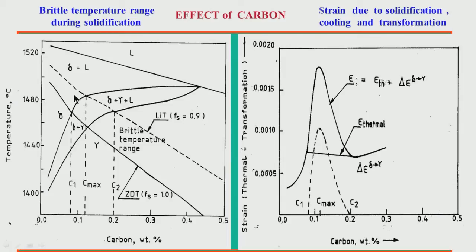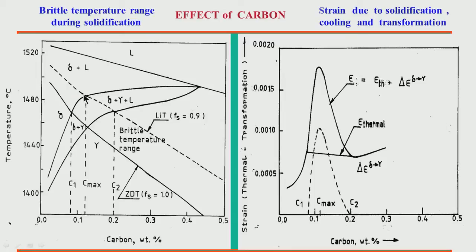So, delta to gamma is taking place means I have told you earlier what is the implication. There is a shrinkage from the delta to gamma transformation, and shrinkage means there will be a strain, there will be stress in the solid fraction, whatever solid you have. So, what is going to happen? This stress or strain is adding to the solidification strain or stress. So, at carbon concentration above C1, we are having this transformation delta to gamma in this brittle temperature region.